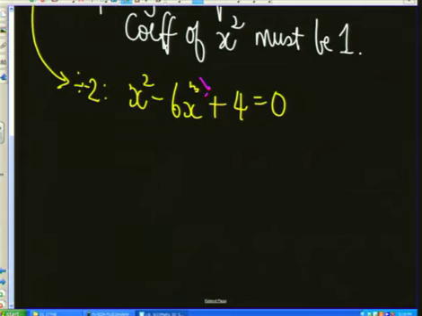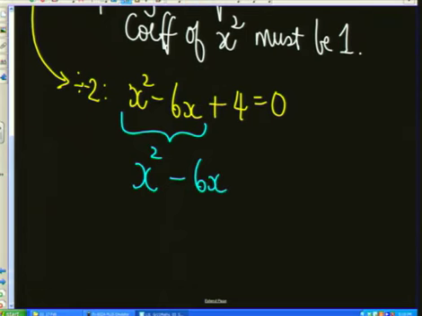Once you've got the coefficient of x squared as 1, we're now going to take just the binomial, the square term and the linear term, and the constant we're going to eliminate. We're going to get rid of it by adding -4 to both sides.